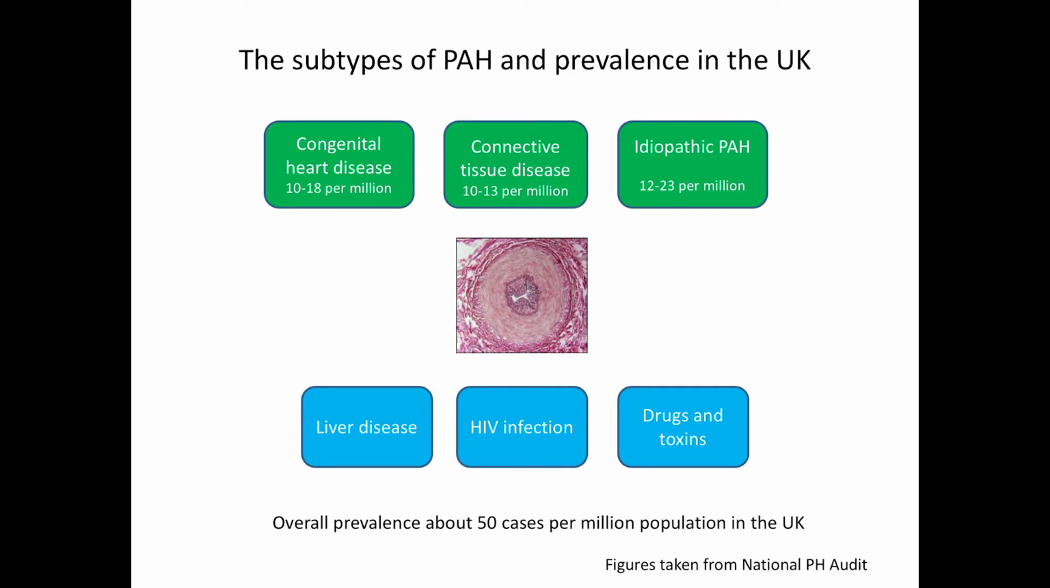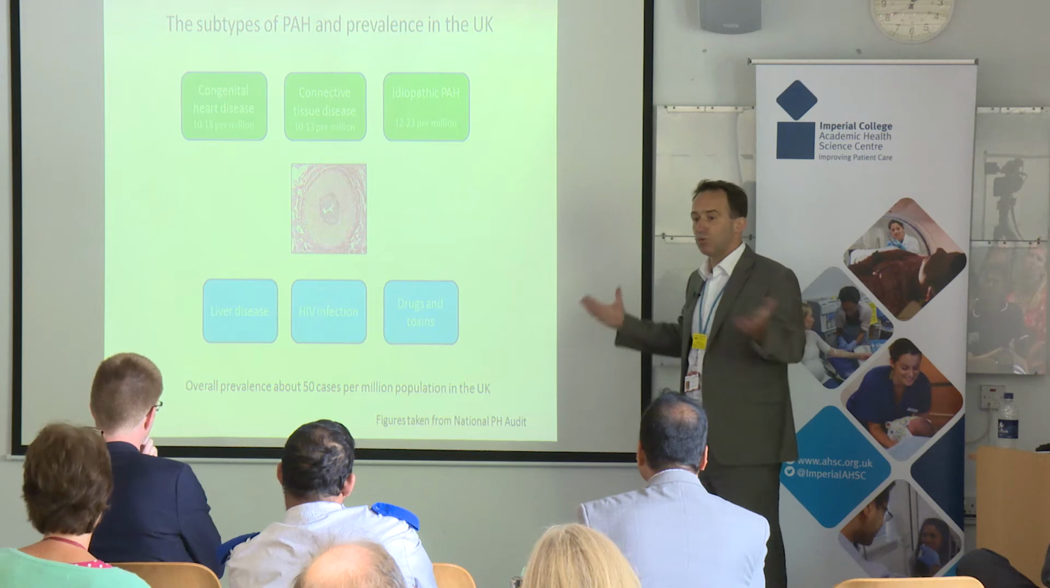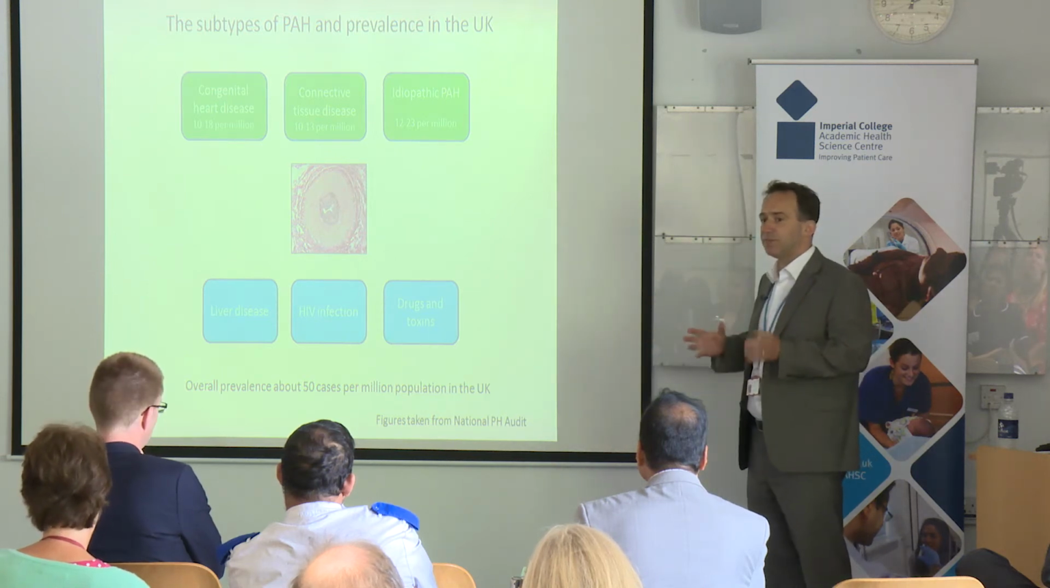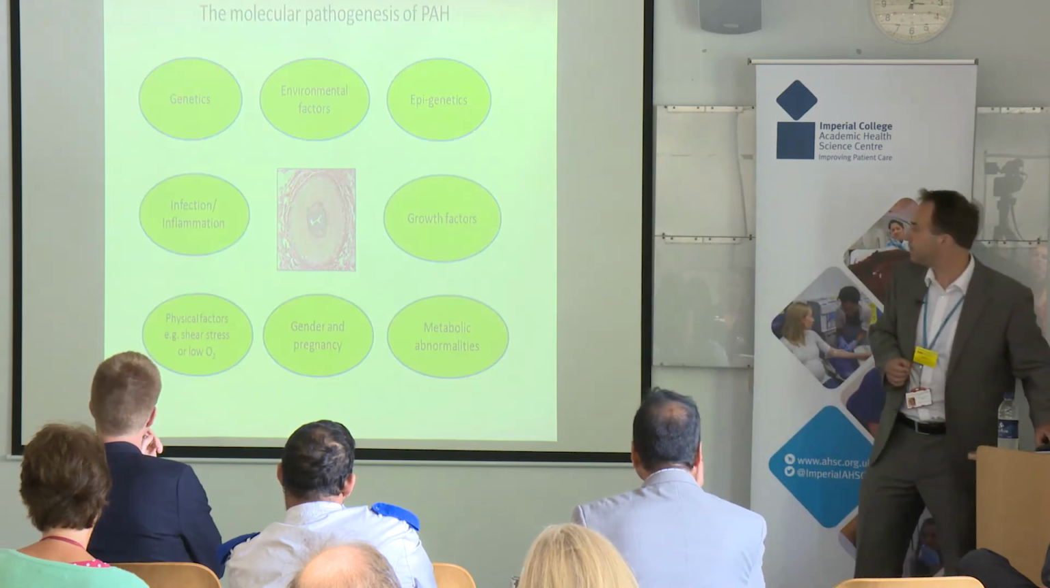And you can see that the prevalence of all these conditions is around 10 to 20 cases per million. So it's not very common. And at the bottom, there are some even rarer causes: liver disease, HIV infection, and exposure to drugs and toxins. And the overall prevalence of this condition is about 50 cases per million in the UK.